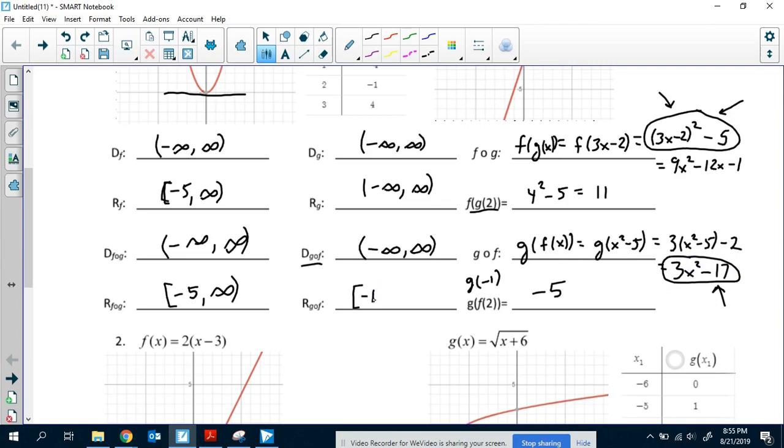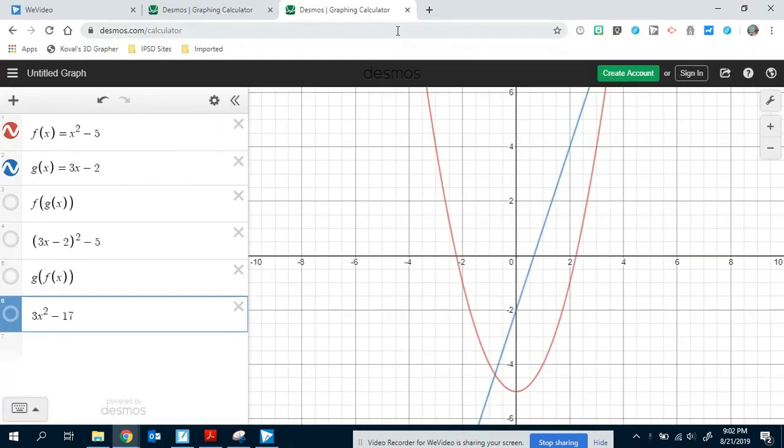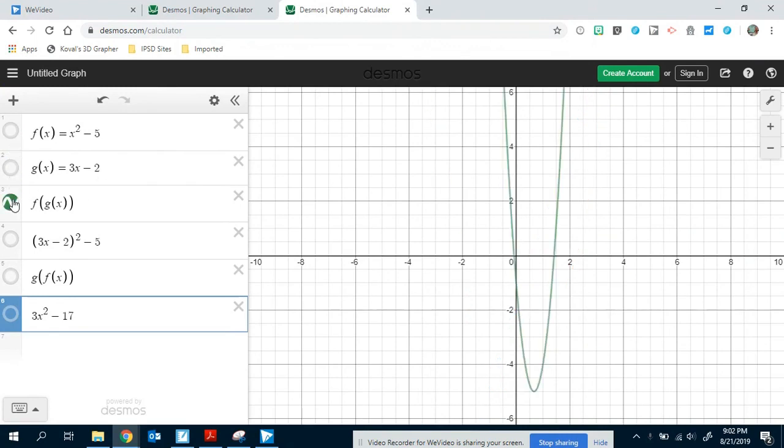So -17 to infinity. We are going to take a quick look at the graphs of problem 1. If we look at the graphs, these are the graphs that we saw earlier. Now if I take a look at f of g, that appears to be 3x minus 2 squared minus 5. Notice that the domain of f of g is -infinity to infinity.